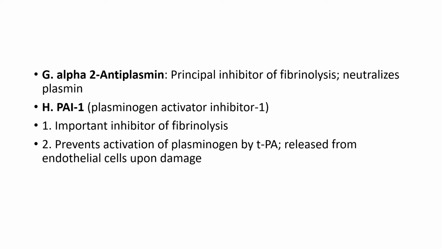Next is alpha-2 antiplasmin, which is a principal inhibitor of fibrinolysis, and it acts by neutralizing plasmin. And then finally in the list is PAI-1 or plasminogen activator inhibitor. It's also an inhibitor of fibrinolysis and prevents the activation of plasminogen by TPA. It is released by the endothelial cells when they are damaged.